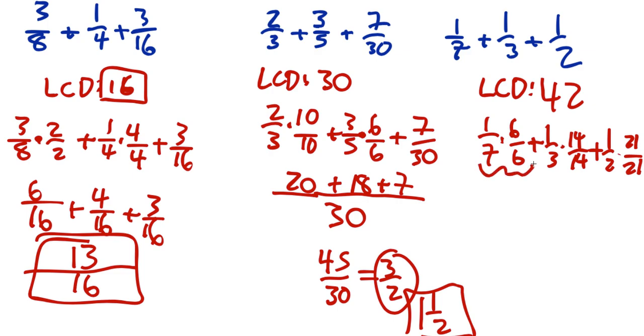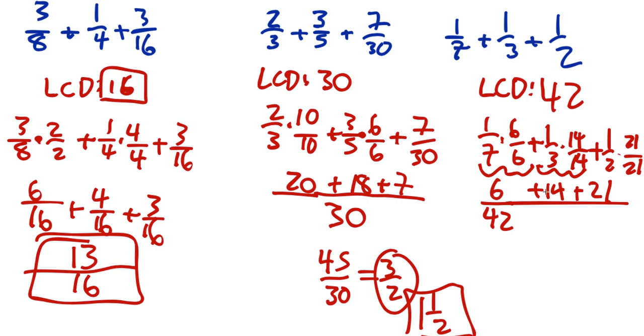This first fraction will become 6 over 42. Actually, let's have a mega denominator. Everything's going to be over 42. 1 times 14 for that second fraction will be 14. And the last fraction, 1 times 21 is 21.